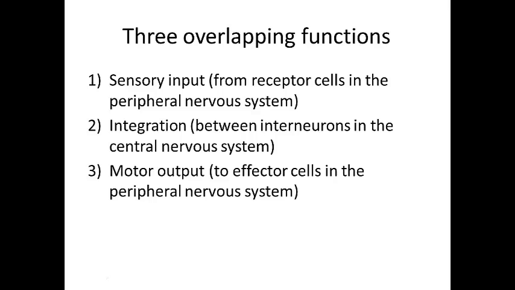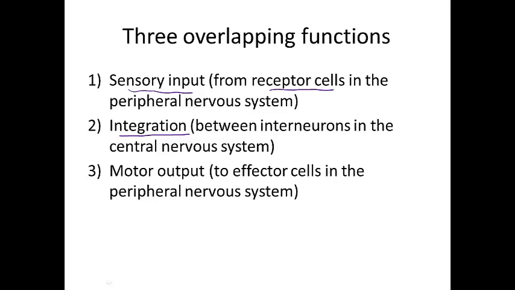There's 3 overlapping functions of the nervous system. We've got sensory input. So for example, the cells in your skin that can detect temperature or pain, those would be receptor cells. That would be part of the sensory input. And then that's going to send a signal to your central nervous system, where that signal is going to be integrated.